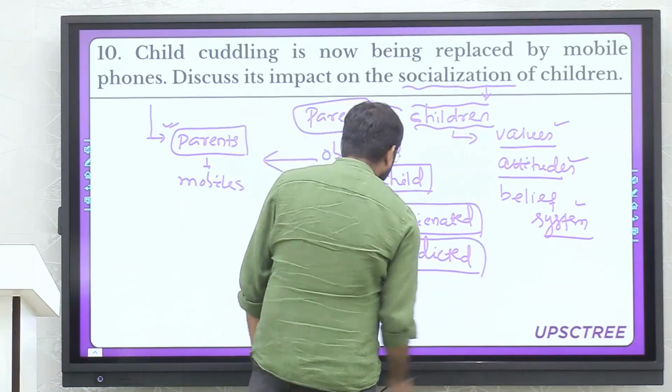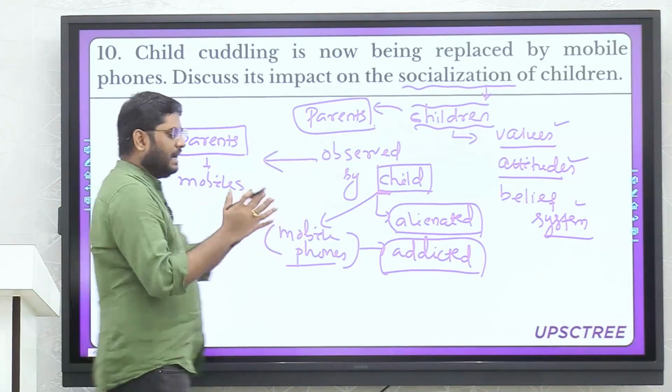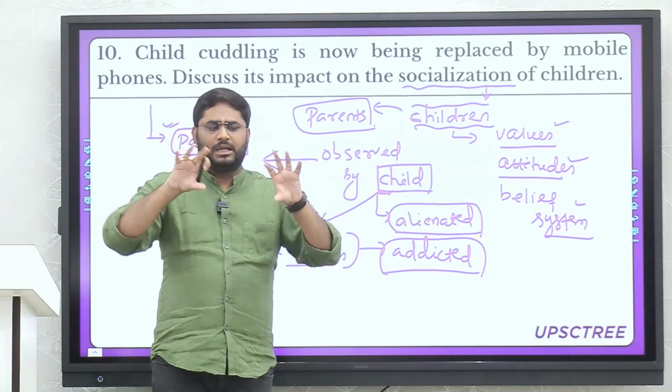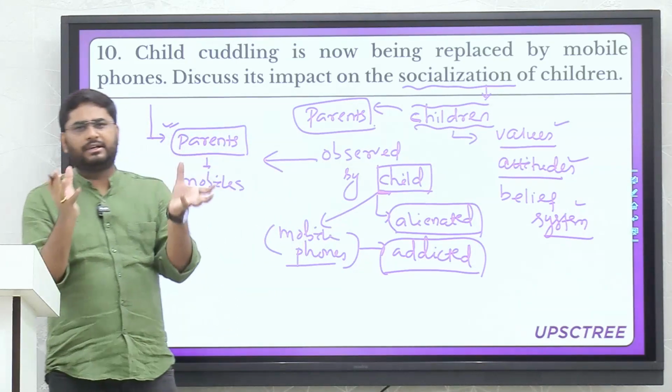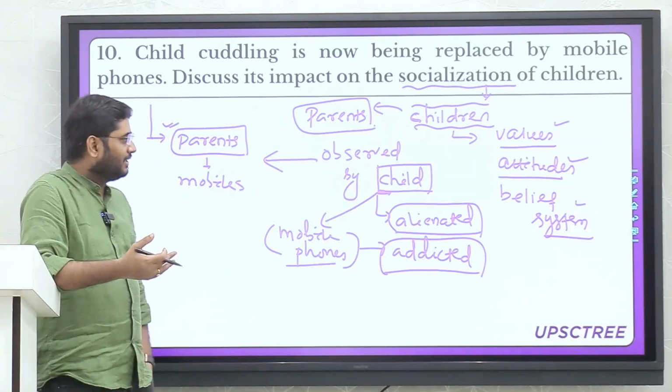Now that child is addicted. Okay, so between the parent and child there is a high degree of alienation. Both of them have created virtual worlds and are living in their virtual worlds. So nobody knows what exactly the other person is doing.